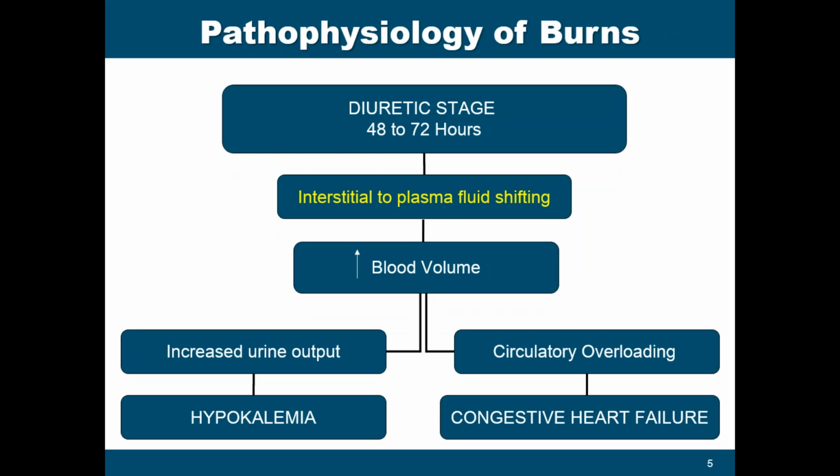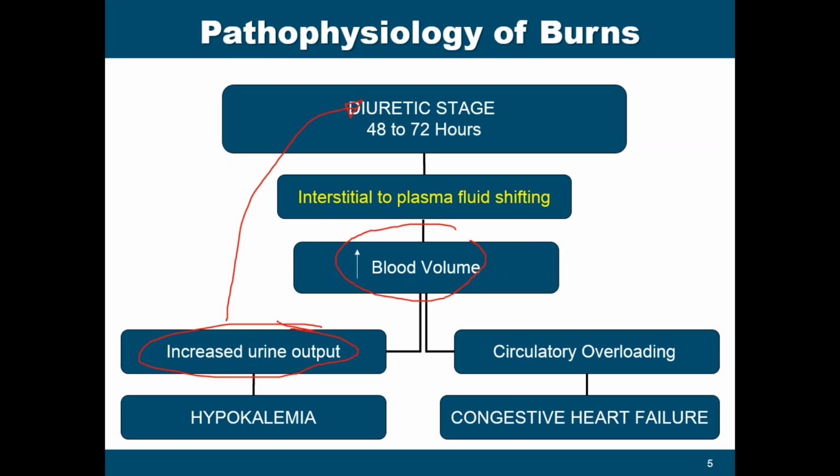The second stage of burns is called the diuretic stage, and it happens 48 to 72 hours after a major burn injury. At this time, the shifting of fluid will be the opposite of the first stage. So the shifting will be interstitial to plasma fluid shifting. That will lead to an increase in the blood volume. And with increased blood volume, that also increases the circulation of fluid or blood into the kidney, and that's why there will be an increase in the urine output. And that's the reason why the second stage is called the diuretic stage.